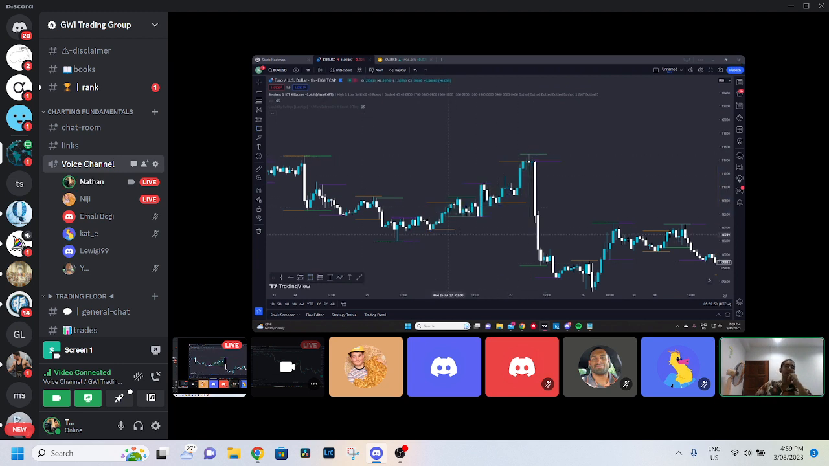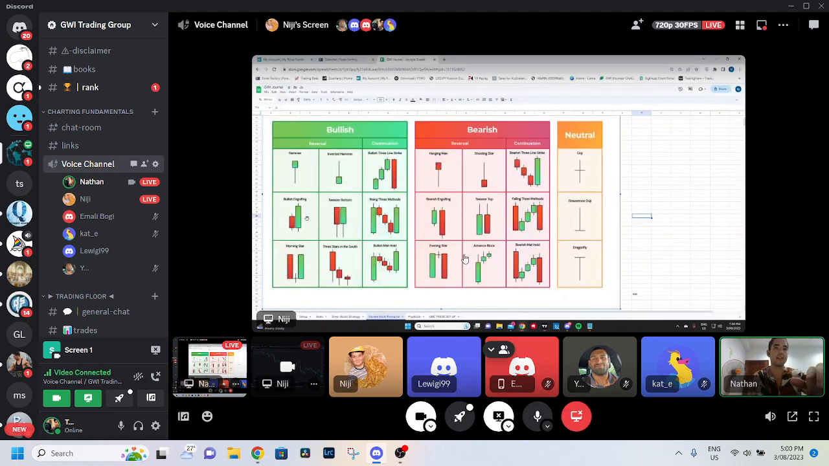Because what an engulf does is it will just be bigger than the candle that came before it. So if it's a bearish candle that's just come before, or a sell candle, so a red one, and then you get a blue or a green engulf, essentially your engulf should be bigger than the previous candle.